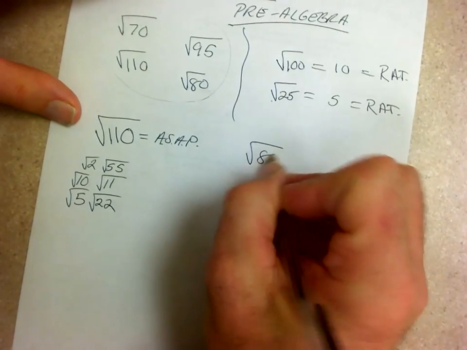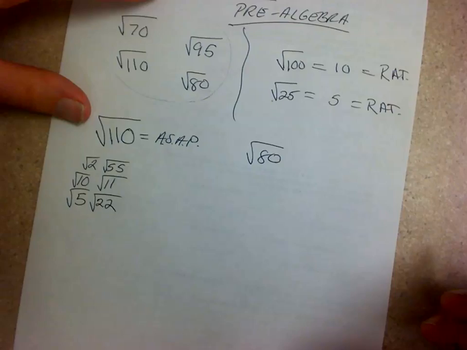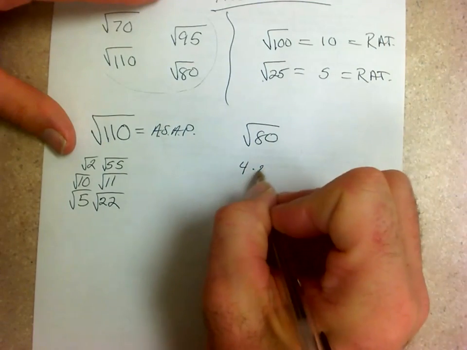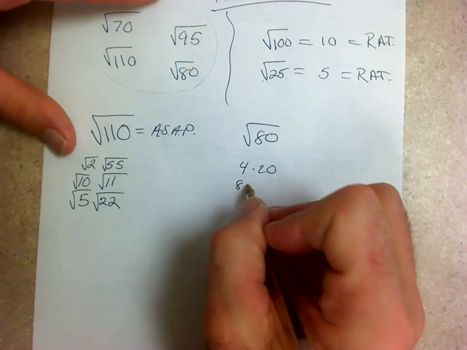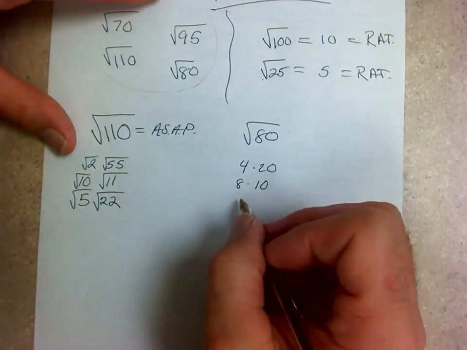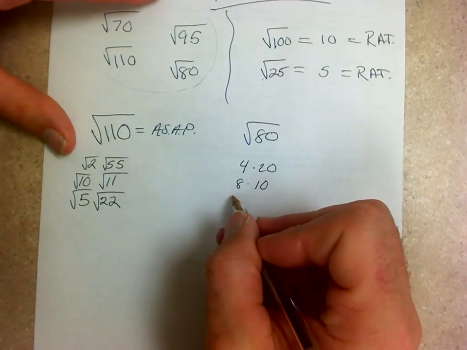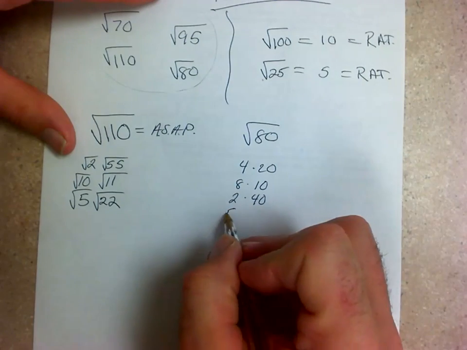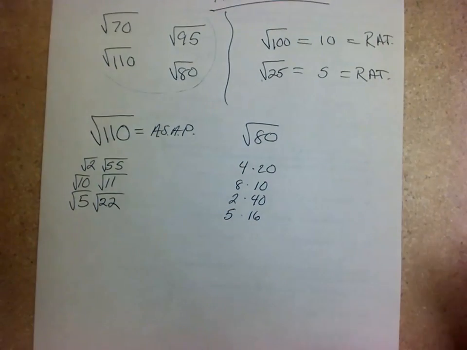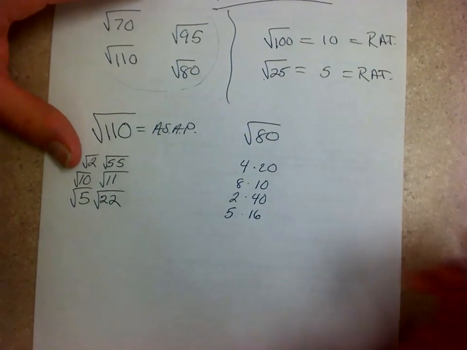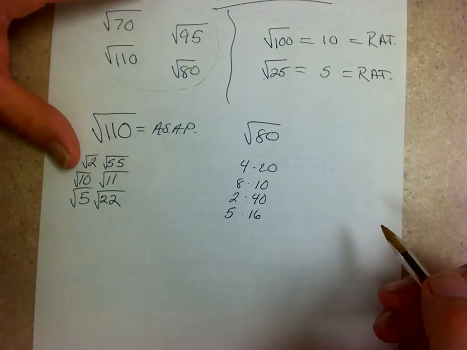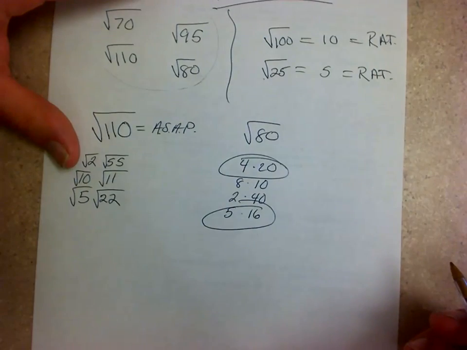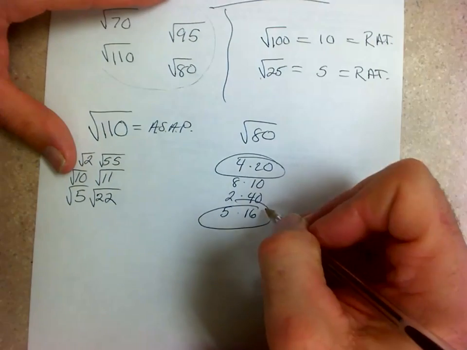Square root of 80. Can we break the square root of 80 down? Well, we can do 4 times 20. We can do 8 times 10. We can do 2 times 40. We can do 5 times 16. We got lots of them. Are any of these using a perfect square? Yes. This one and this one. I'm going to go ahead and choose this one.